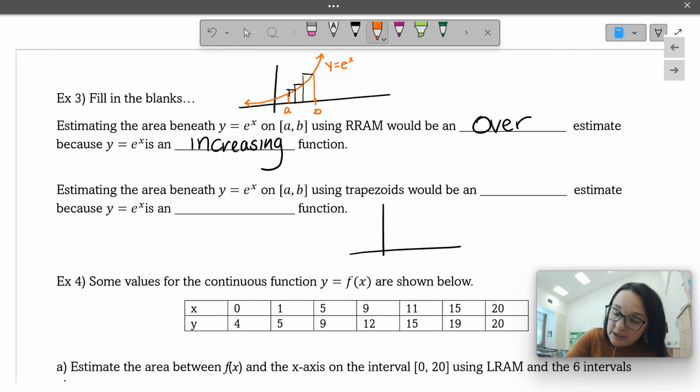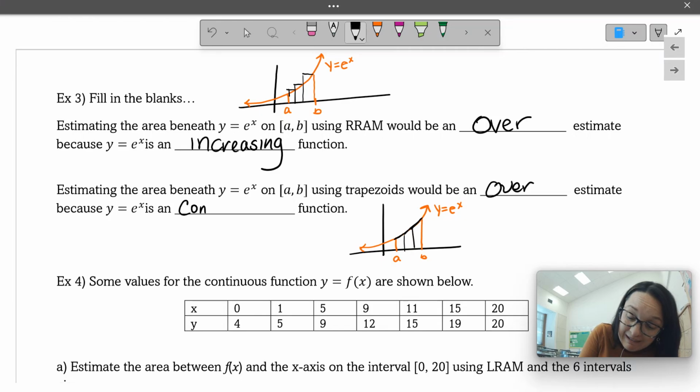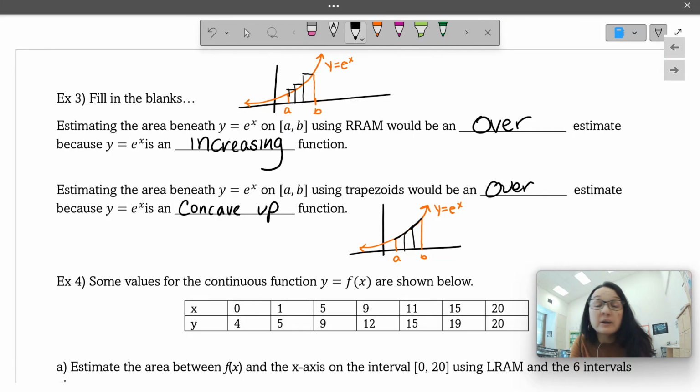But if again I looked at e to the x and I did trapezoids instead of RRAM, if I split it up from a to b, and then I drew in some trapezoids, that's where I split it up and connect the dots, those lines would be above e to the x, so again I would have an overestimate. However, it's not because this is an increasing function, it's because it is a concave up function. The increase has nothing to do with the fact that the trapezoids are overestimating.